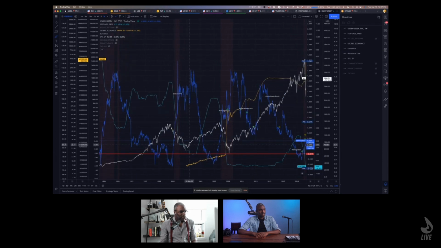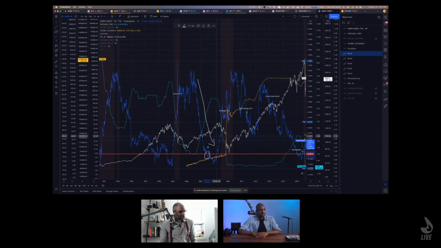Same thing over here again in 2000. The stock market bottoms in 2003. Financial conditions started tightening over here again. So the blue line's coming down, right? And then the yield curve inverts over here in 2006.